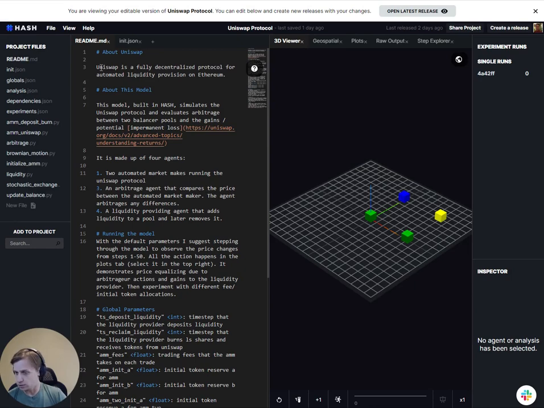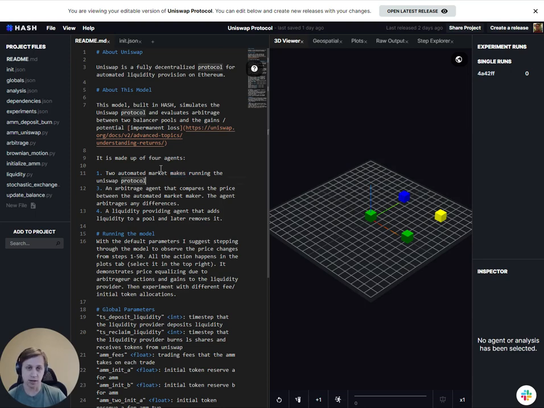I wrote a README, because I'm a nice guy who actually documents things. I don't always, but I did in this case. A little description of the simulation, what's happening. So there are 4 different agents in the simulation. There's 2 automated market makers who are running the Uniswap protocol.